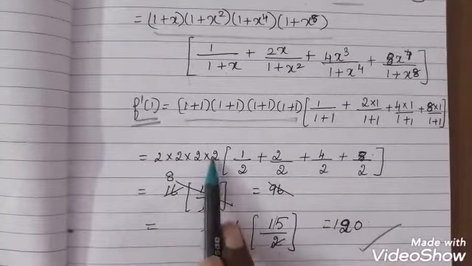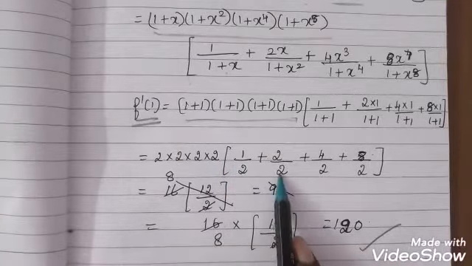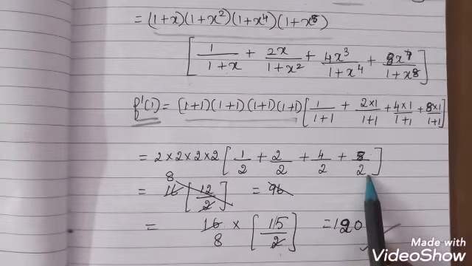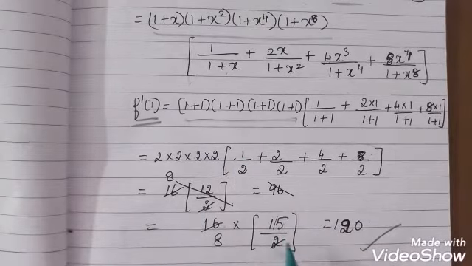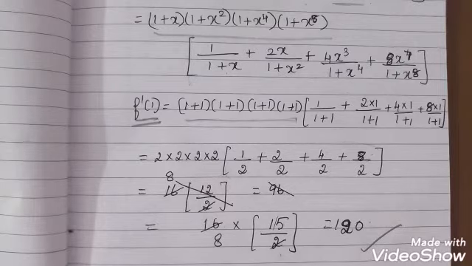Okay, so 2 into 2 into 2. It's 1 by 2 plus 2 by 2 plus 4 by 2 plus 8 by 2 you will get here. When you add, you will have it as 15 by 2. 2 and 8 it gets cancelled. So, the answer is equal to 120. Got it?